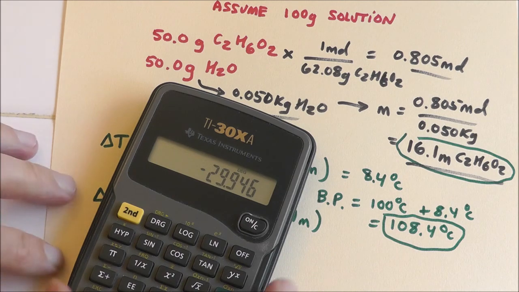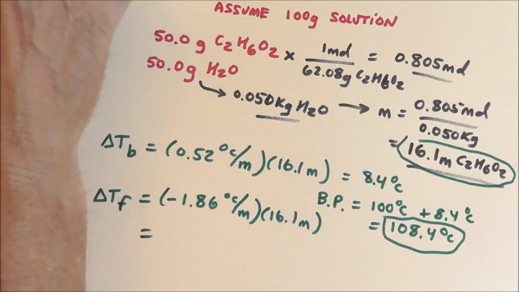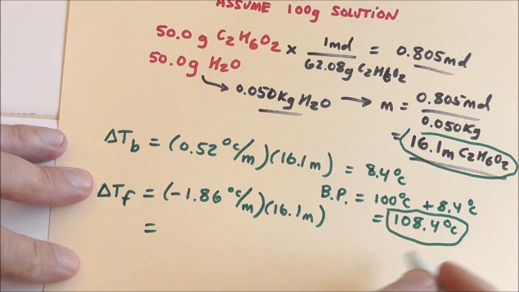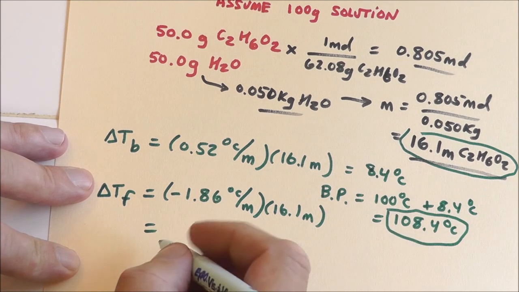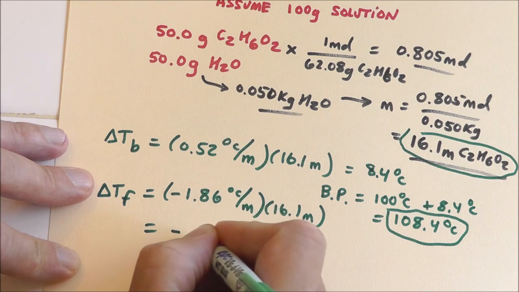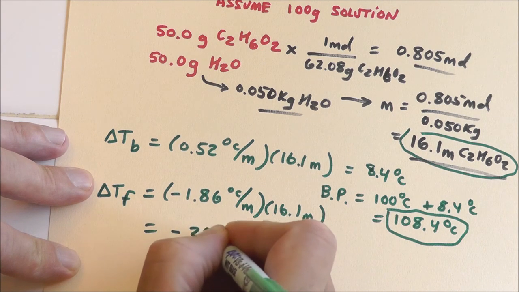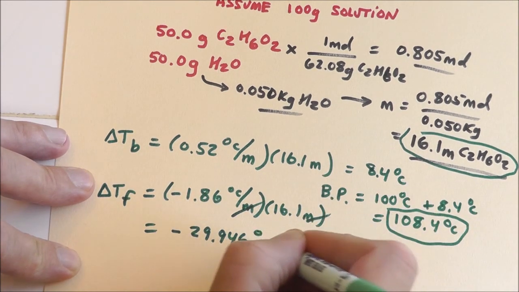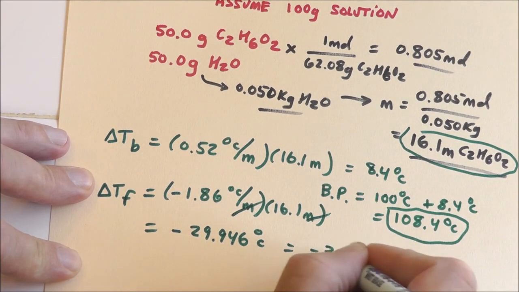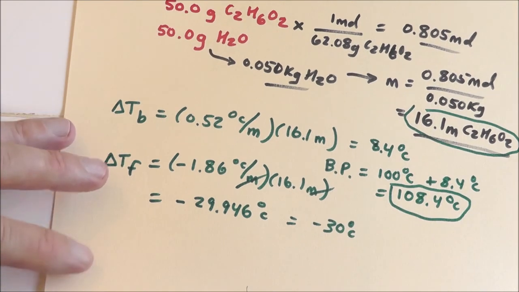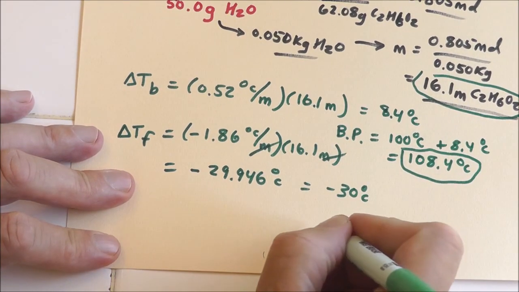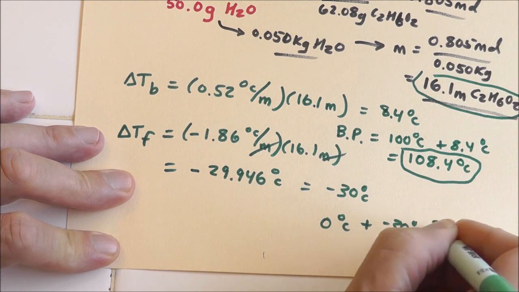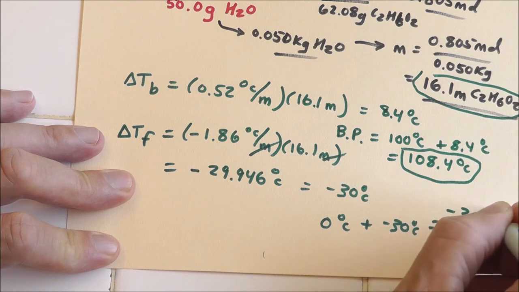And then because I'm going to do this to 2 digits, oh, hey, I didn't do this to 2 digits earlier. Okay, call it 108. But okay, so this is going to be minus 29.946. Notice that the m's cancel, and this is degrees C. We're going to call it minus 30 degrees C. So this is funny: it's going to be 0 degrees C plus negative 30 degrees C, which is minus 30 degrees C.